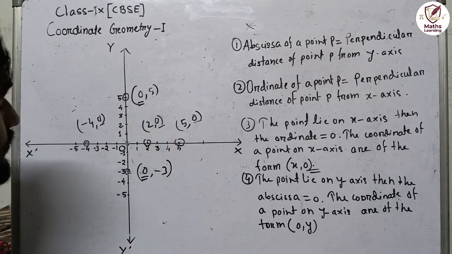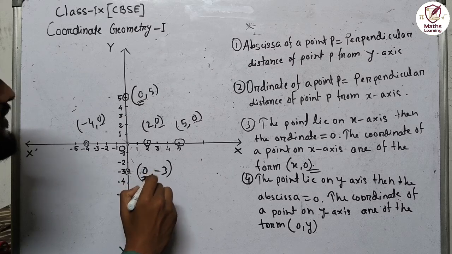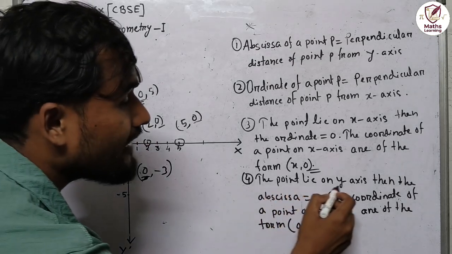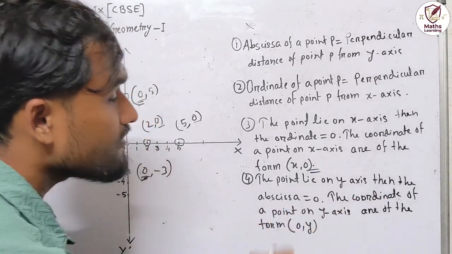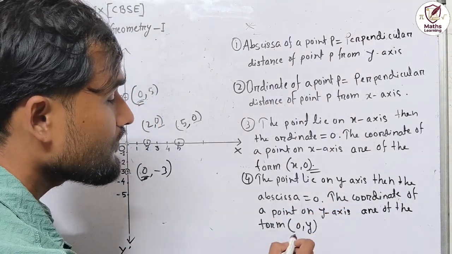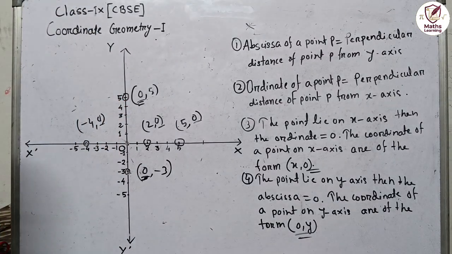With the same thing, we are noticing something. The x coordinate is 0. Any point on the y-axis has x coordinate 0, it must be remembered. And if the point lies on the y-axis, then the abscissa is equal to 0. The coordinates of a point on the y-axis are of the form (0, y). We have to remember this, and we must remember this much.